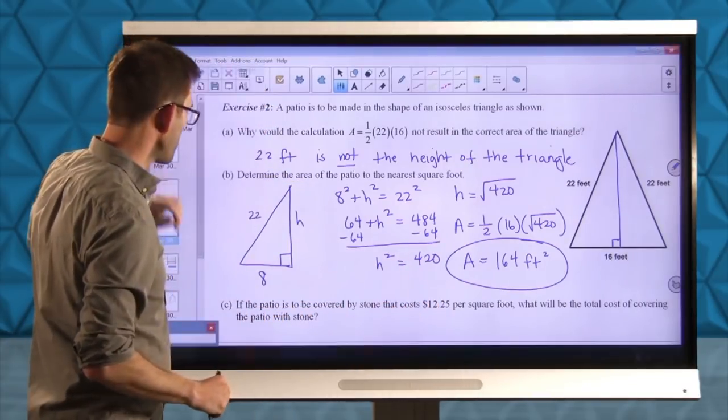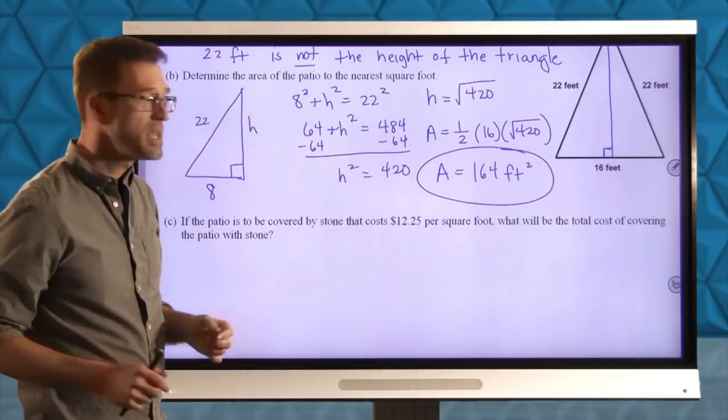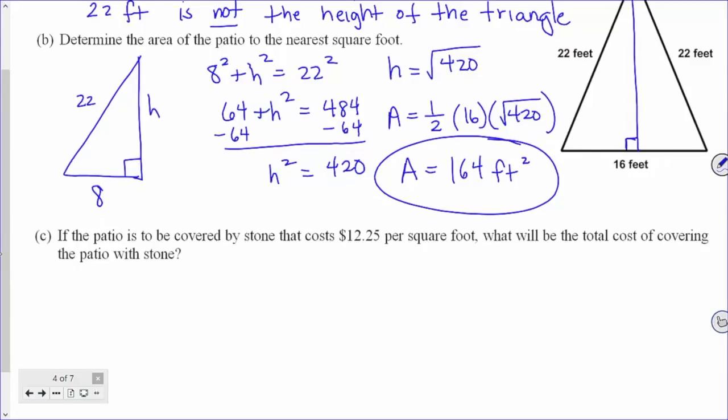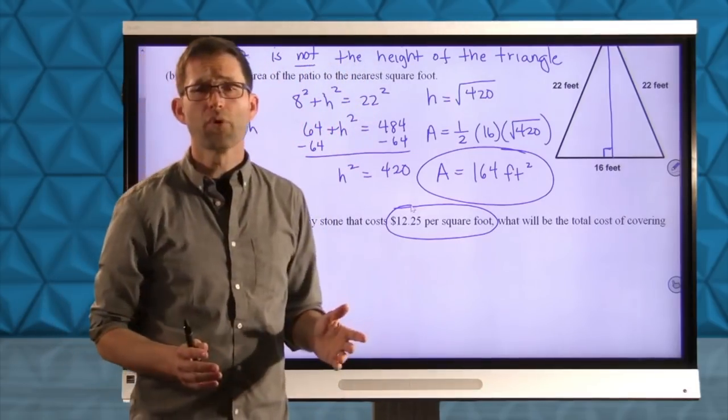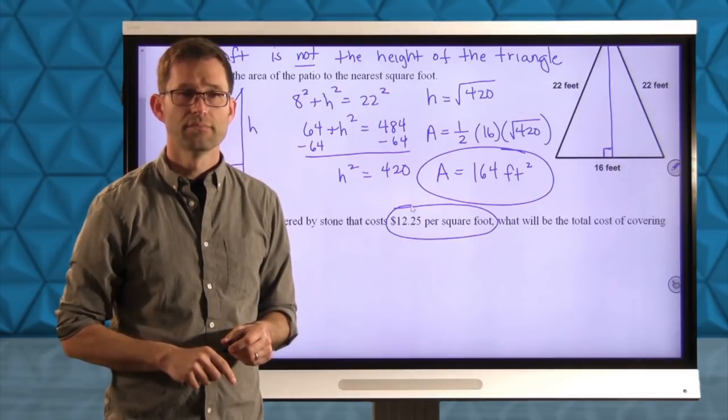All right, going back into the full screen, let's take a look at letter C. Letter C asks us, if the patio is to be covered by stone that costs $12.25 per square foot, what will be the total cost of covering the patio with stone? All right, this should be pretty easy, but pause the video for a moment and figure out what the answer is.